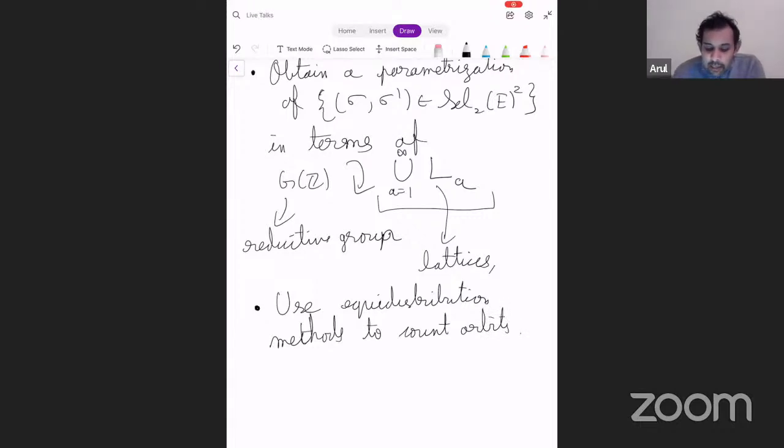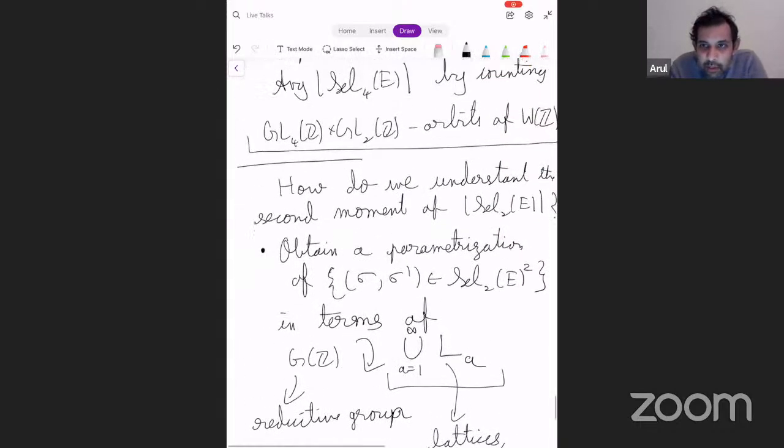So putting together these two pieces, namely a parameterization in terms of a union of nested lattices, and secondly, equidistribution methods in order to count these orbits, we can prove that the two-Selmer group of elliptic curves has second moment that's bounded by 15. So I think I'm just at time, so I'll stop now for questions.